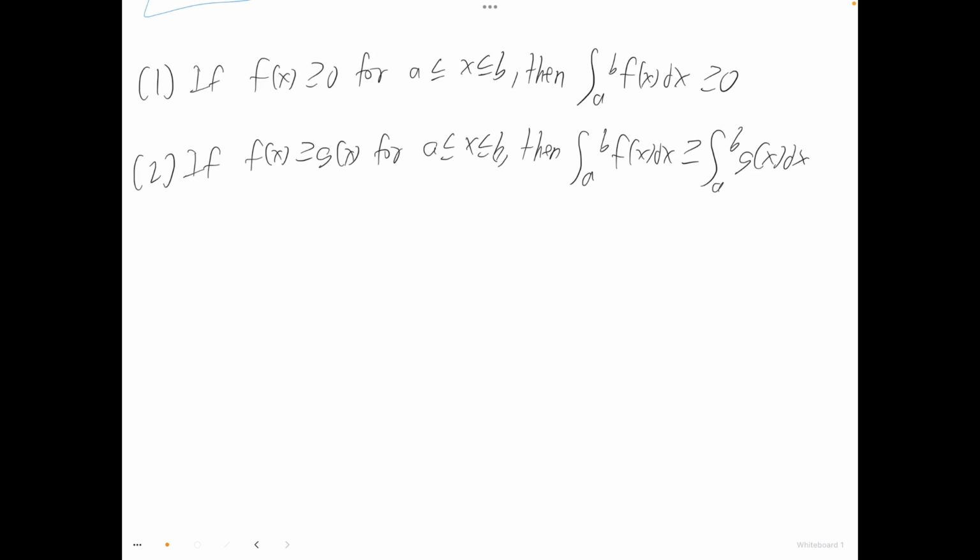So if f of x is always greater than or equal to g of x, then the integral from a to b of f of x minus g of x is going to be greater than or equal to 0. So you have the integral from a to b of f of x dx minus the integral from a to b of g of x dx is greater than or equal to 0. So the integral from a to b of f of x dx is greater than or equal to the integral from a to b of g of x dx. So I'm just sliding over my g of x term, basically.